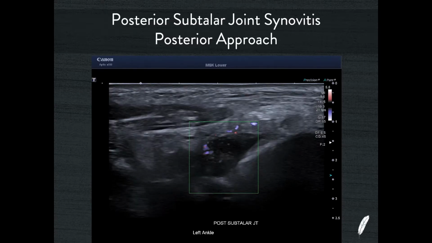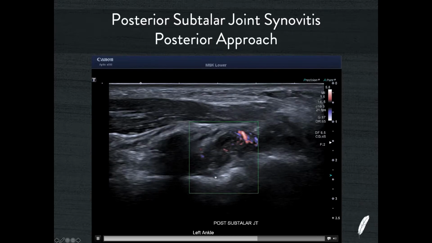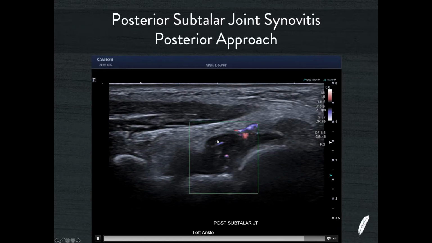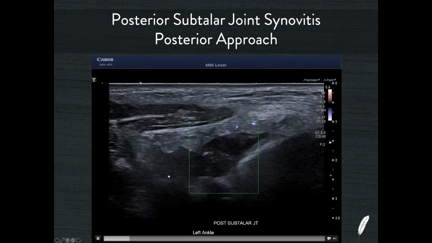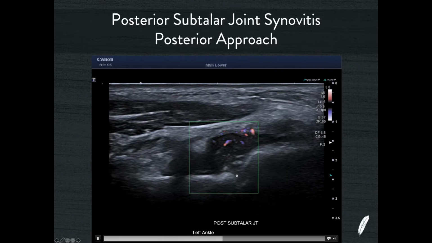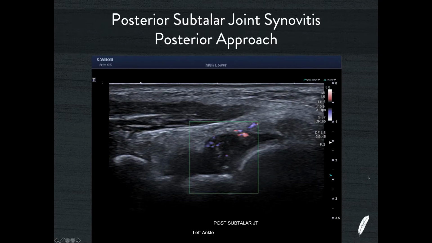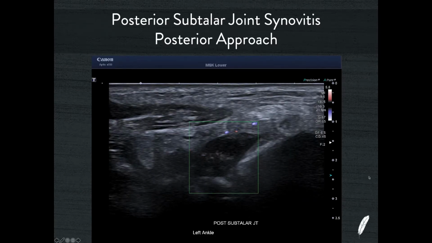This one's affecting the subtalar joint. So you can see it's more centered over the talus and the calcaneum here, but it has a very similar appearance. So rather than being here in the ankle joint, now we're here in the posterior subtalar joint. The joint capsule's very thick, and using the Doppler, you can see how vascular it is. And this is posterior impingement of the posterior subtalar joint.